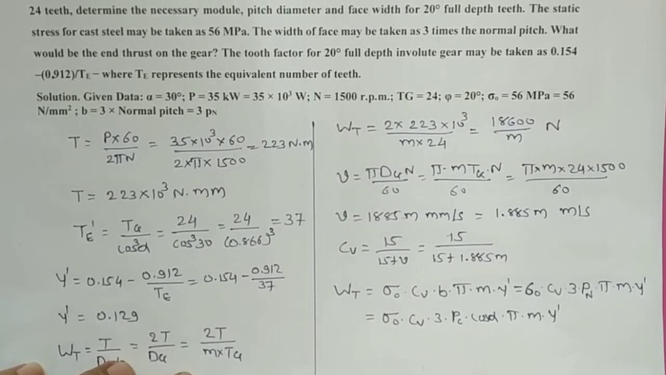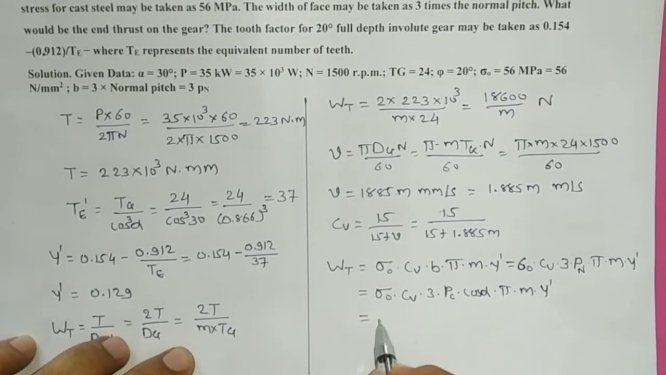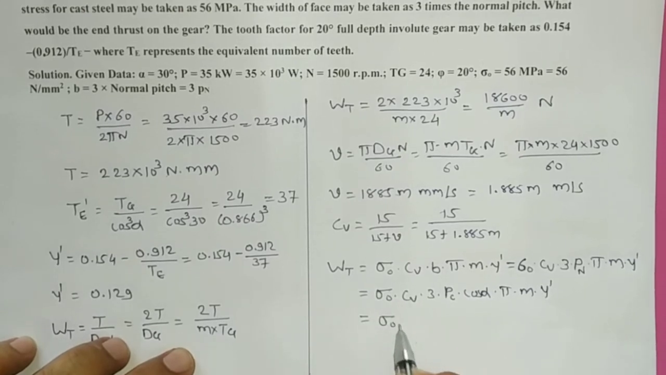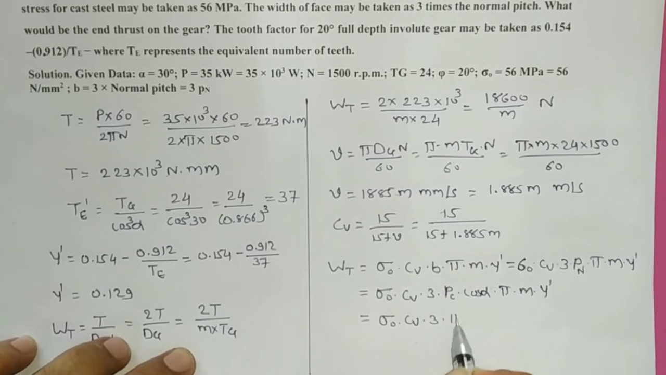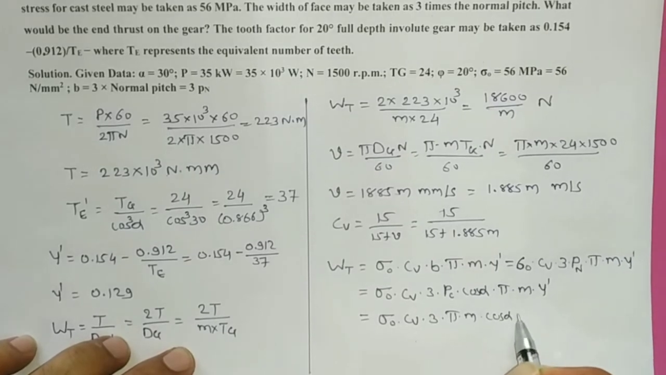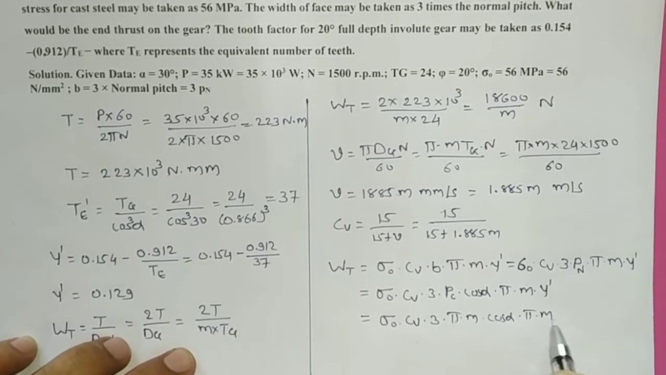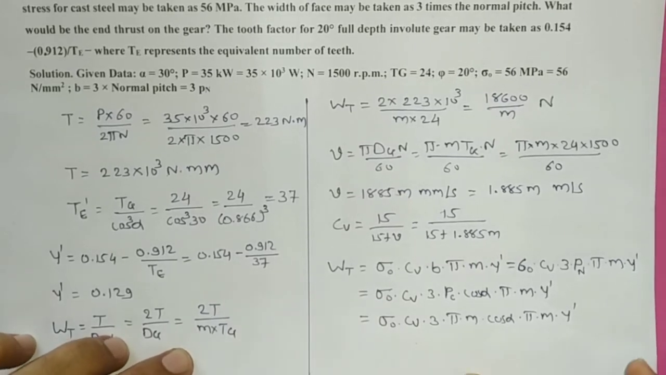Okay. Now Pc is equal to pi into m. So therefore again sigma O into CV into 3 into pi m cos alpha into pi m y dash. Okay. Now put the value in this equation.